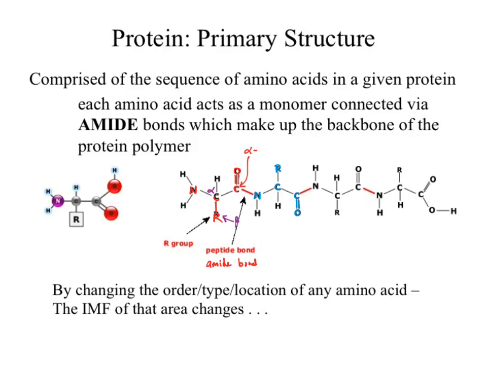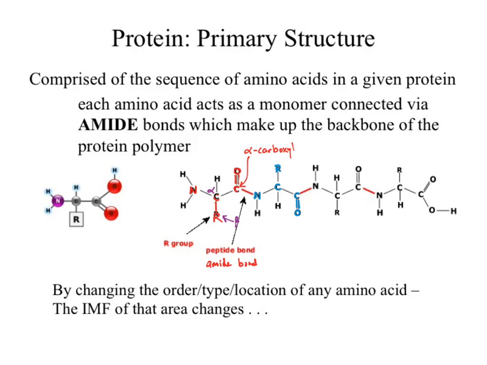It is the alpha carboxyl, because it is the carboxyl group bound to the alpha carbon. So our beta carbon is actually down on our R group, if there is a beta carbon. There may or may not be. If we have glycine, just hydrogens, there is no beta carbon.